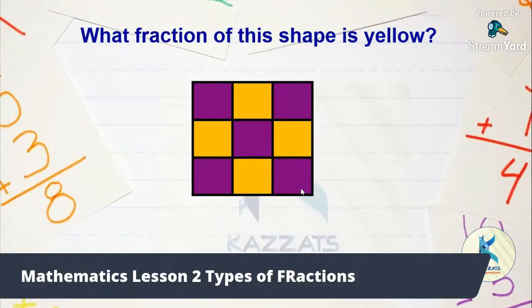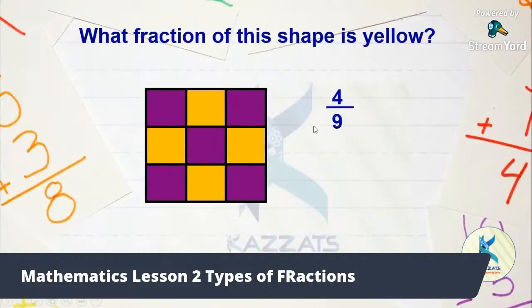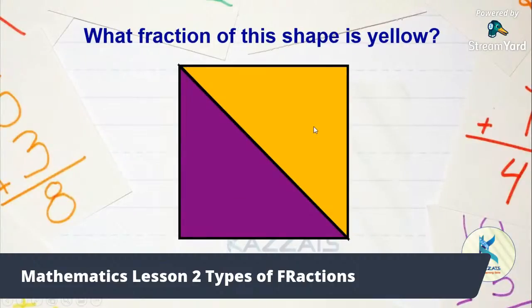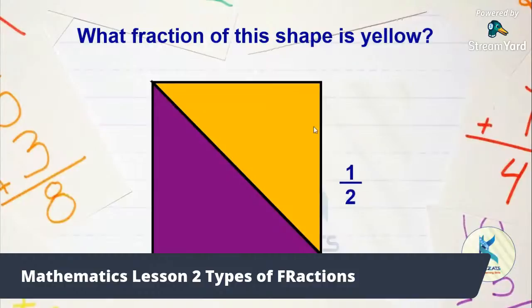Let's move on to another shape. There are many circles, and now they are asking how many shapes are yellow and what fraction of the shape that is. Can you see? Count it: 1, 2, 3, 4, 5, 6, 7, 8, 9. There are 9 total parts, so the denominator will be 9. We are talking about the yellow parts, so we'll count the yellow parts: 1, 2, 3, 4. So the answer is 4 over 9. Let's have another example, an easy one. Again, 2 equal parts and the yellow part is 1, so the answer is 1 over 2.